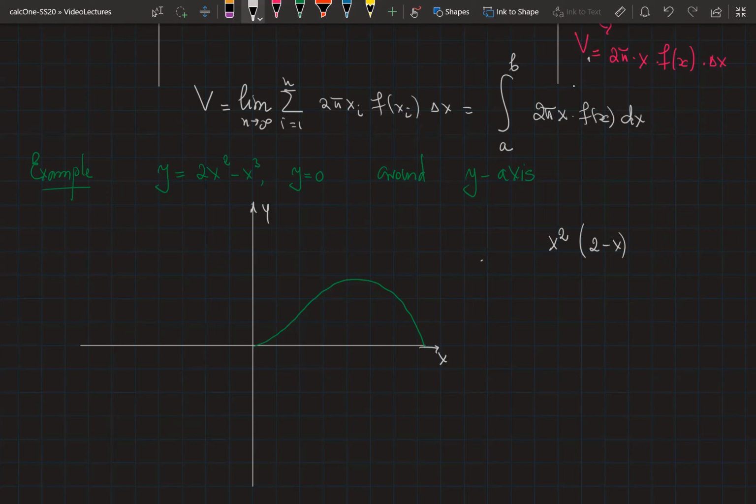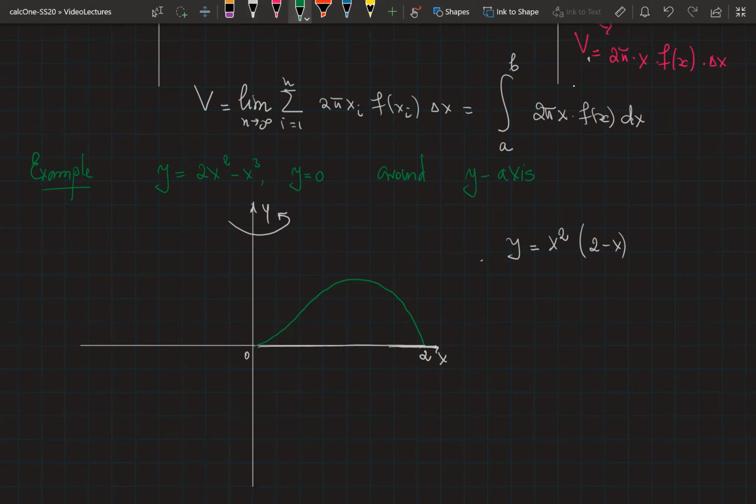It means that y is equal to 0 when x is equal to 0 and when x is equal to 2. So what we have to do is rotate this curve. The y equals 0 line is going to be this line, so all the points on this line have y coordinate equal to 0. So I have to rotate this curve around the y-axis.